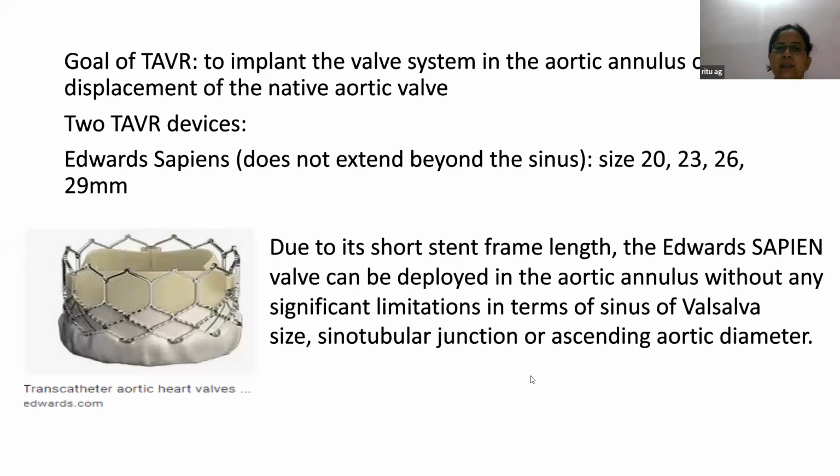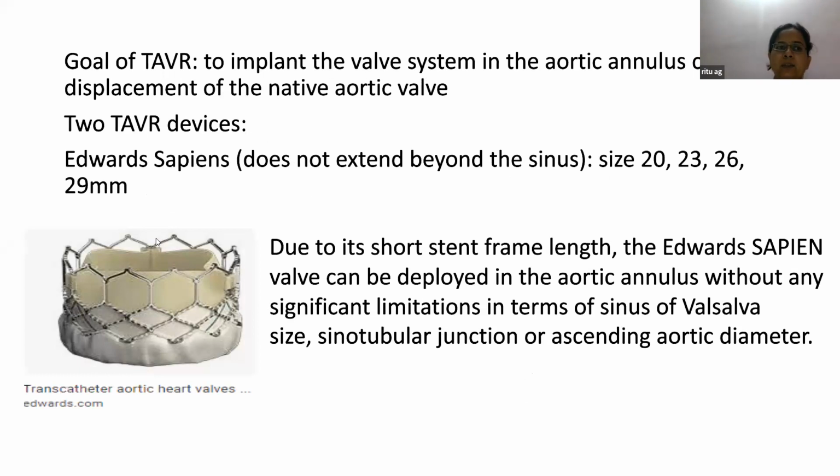Now, the goal of TAVR is to replace the native aortic valve with a prosthetic valve in the aortic annulus. The native valve is actually not dissected or removed. The leaflets are crushed to the periphery, as I'll show you in the subsequent images, how it looks.